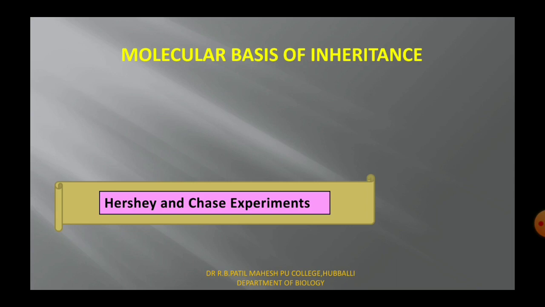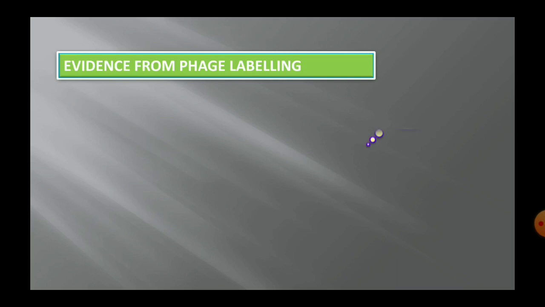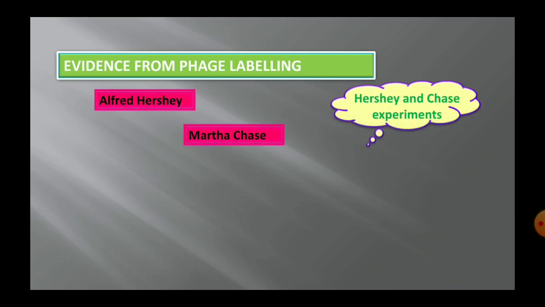For this, the non-controversial proof that DNA is a genetic material came from the Hershey and Chase experiment, by Alfred Hershey and Martha Chase in the year 1952. You already know that the earlier experiments were conducted using bacteria, whereas Hershey and Chase conducted a series of experiments using T2 bacteriophage.